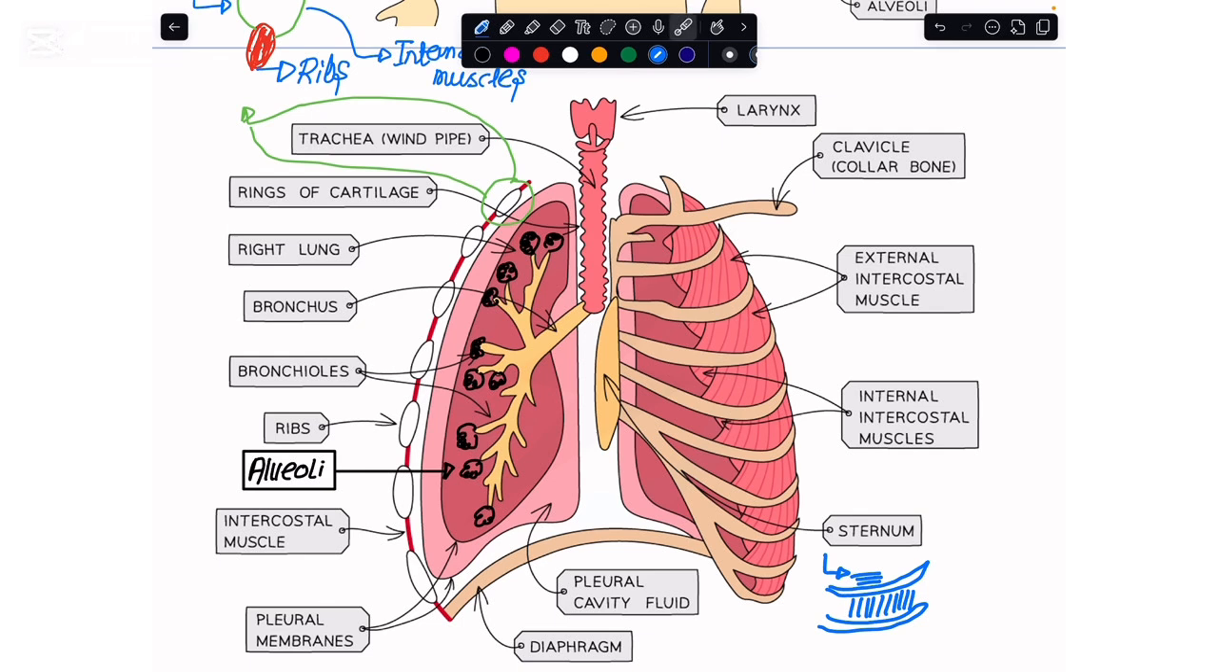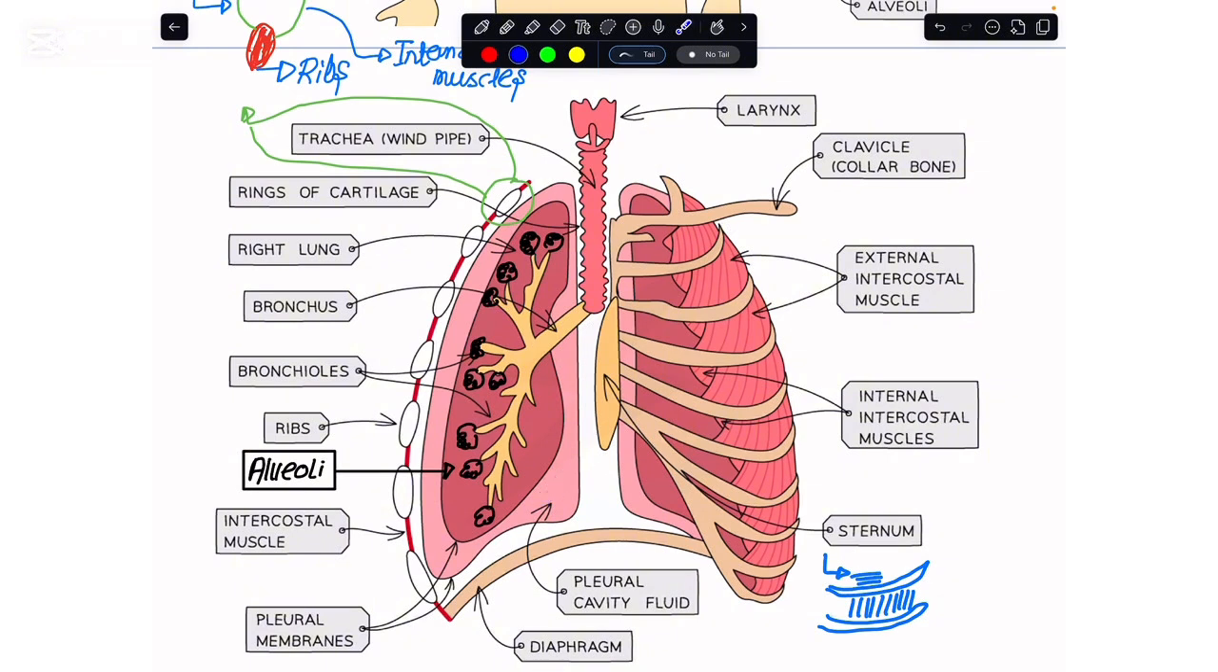At any cost, we must not forget that this part in which the bronchioles and the alveoli lie is the lung parenchyma. This is actually the lung. And as I said above, the lungs are surrounded by a layer, the pleural membrane, or pleural sac. Between the lungs and the pleural sac there is a fluid, and that fluid is the pleural fluid.